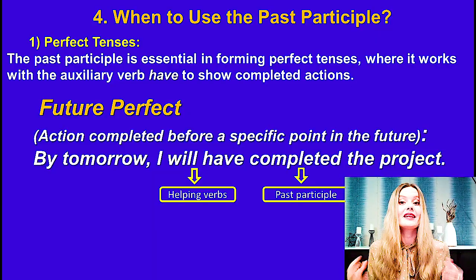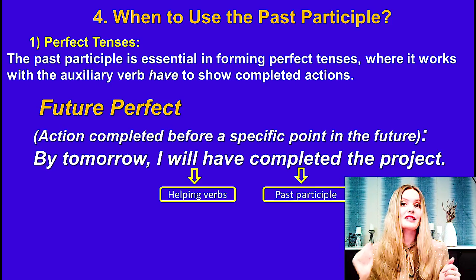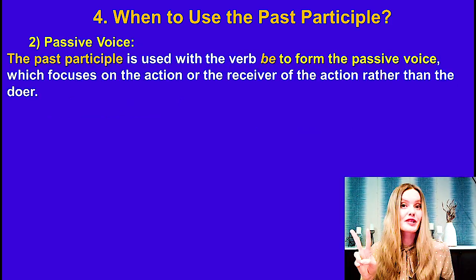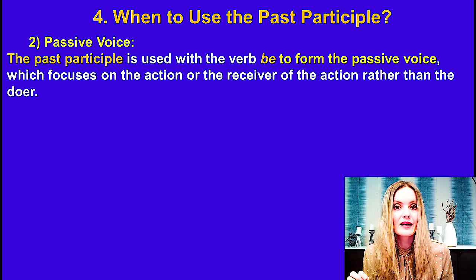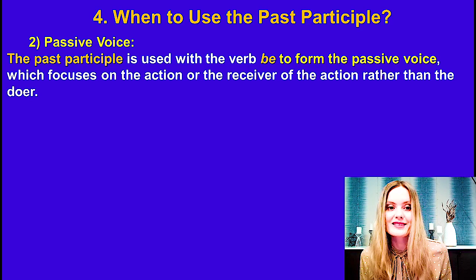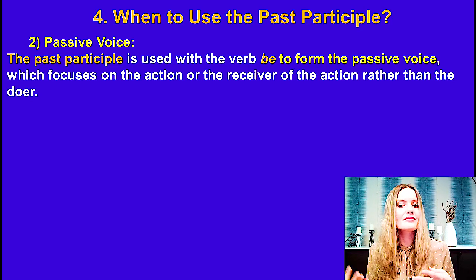So we learned that we use the past participle to help us form the perfect tenses, right? Number 2, passive voice. The past participle is used with the verb be to form the passive voice, which focuses on the action or the receiver of the action rather than the doer.